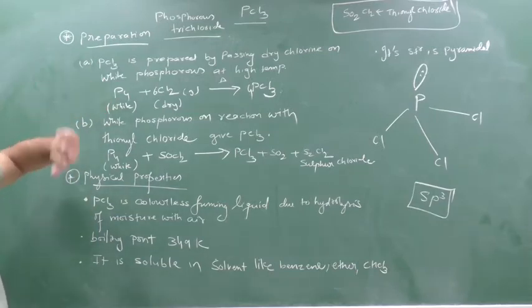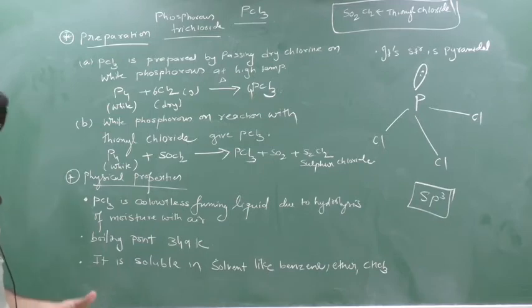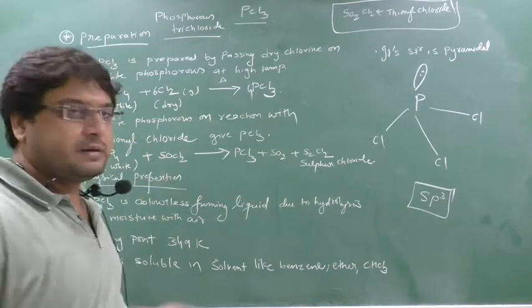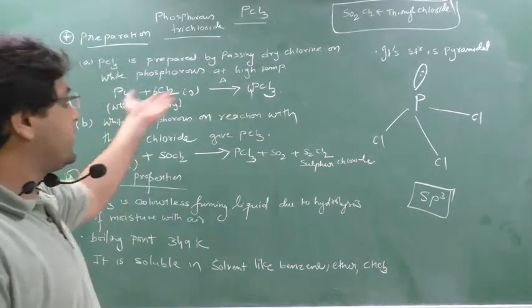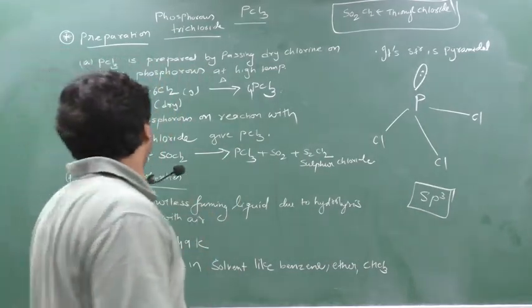Because I will show you in the PCl5 also. Why here 6? If you take less amount of chlorine with the white phosphorus, you will obtain PCl3. And instead of less amount, if you take excess amount of chlorine, then you will get PCl5. That's why I balance this reaction. Clear? So what are the preparations?